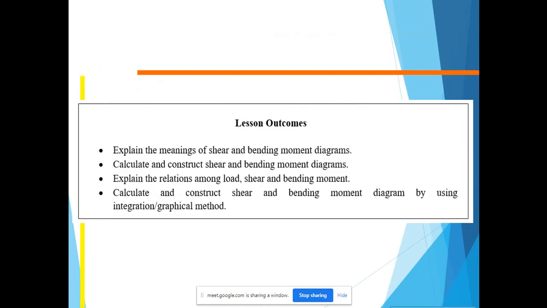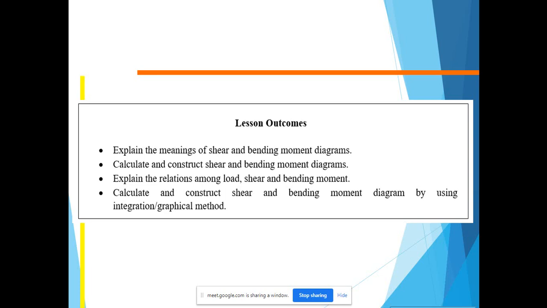Alright, so this is the lesson outcome. At the end of this chapter, we expect students to be able to explain the meaning of the shear and bending moment diagram. So I hope after we finish this lecture, you should be able to explain what the shear force and bending moment diagram are. And then we also expect students to be able to calculate and construct, or draw, the shear and bending moment diagram.